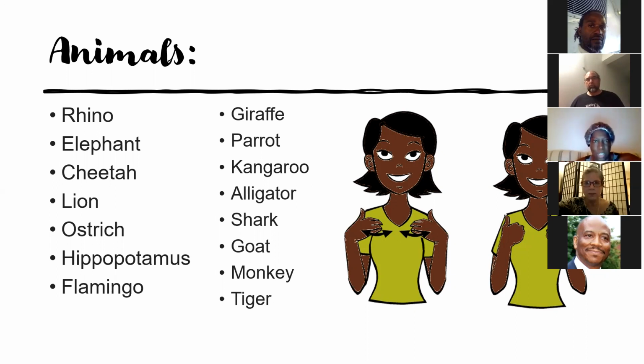Okay, let's see. Goat is, can you guys see my whole face? So goat would be their goatee and those horns at the top. So goatee, horns. Goat. And monkey is just act like a monkey. That's monkey. And tiger has the stripes, so you would just stripe across your face. Stripe with both hands. Tiger.